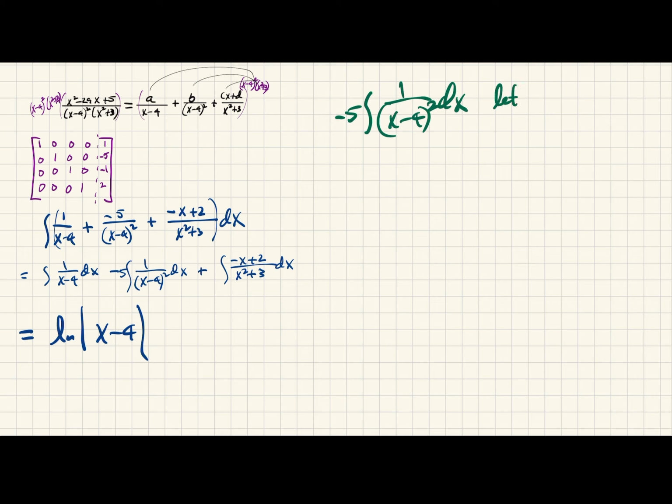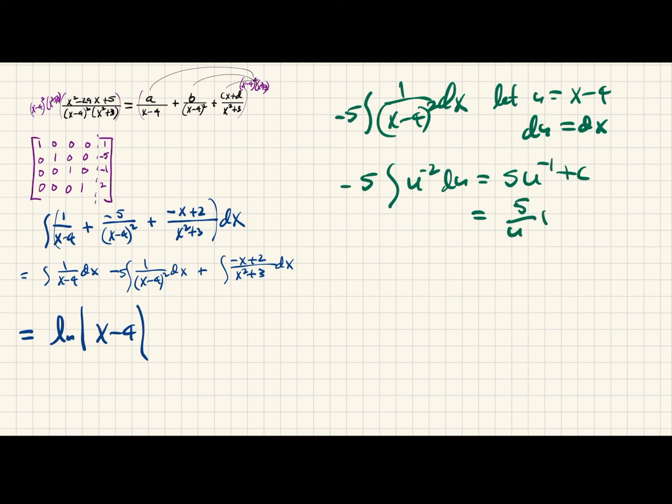All right, so I think I'm going to let u be x minus 4. Then du will be dx. So this thing is minus 5 times the integral of u to the minus 2 du, which will be 5u to the minus 1 plus c. So 5 over u plus c, or 5 over x minus 4 plus c. That wasn't too bad. So working on this now, I've got minus 5 over x minus 4.